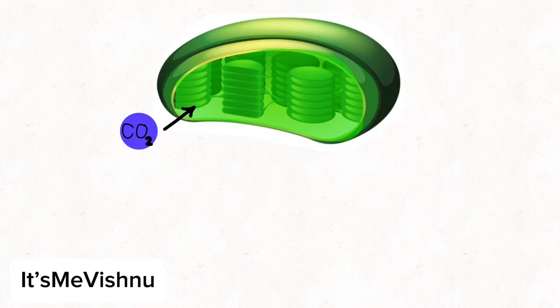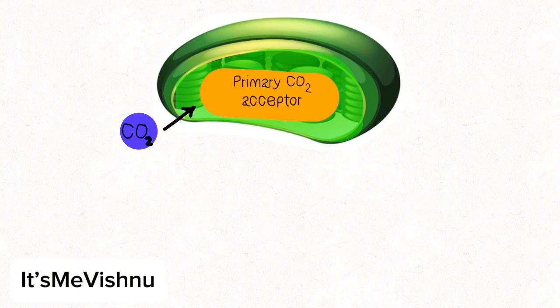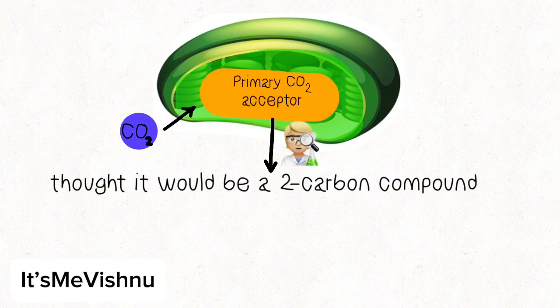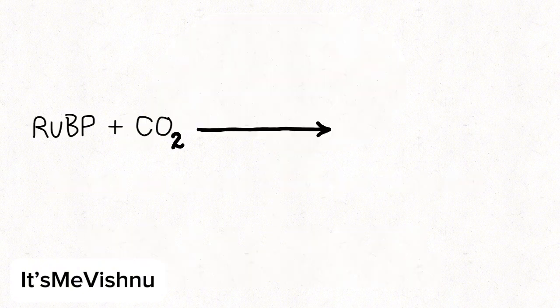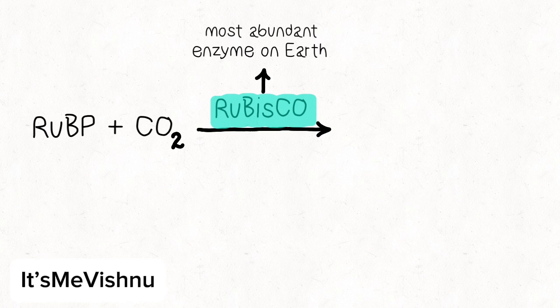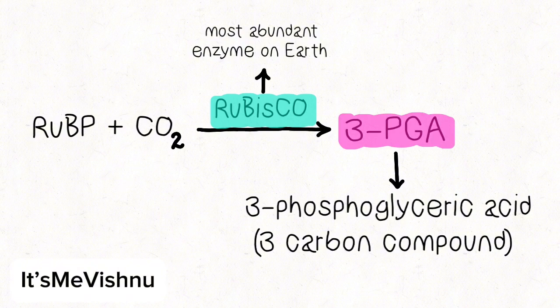The Calvin cycle starts when carbon dioxide enters the stroma and meets its partner, the primary carbon dioxide acceptor. Scientists once thought this acceptor would be a 2-carbon compound, but experiments revealed the truth. It's actually a 5-carbon sugar called ribulose 1,5-bisphosphate or RuBP. When RuBP combines with carbon dioxide, the reaction is catalyzed by the enzyme Rubisco, the most abundant enzyme on Earth. This produces two molecules of a 3-carbon compound called 3-phosphoglyceric acid.